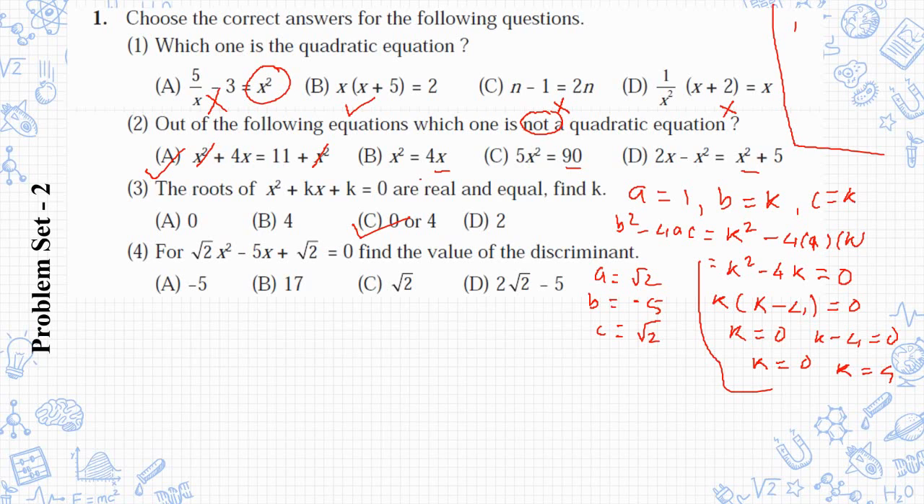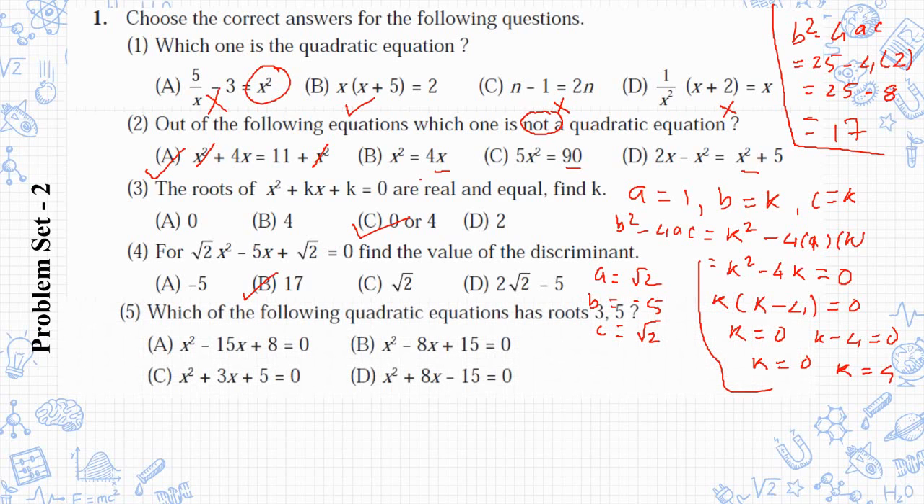That is, we have to find out b square minus 4ac. So b square, that is minus 5 square, which is 25, minus 4 times a is root 2, and c is also root 2. So root 2 into root 2 will give you 2. So you have 25 minus 8. So 25 minus 8 is 17. So we have here 17. So the correct option is B, 17.